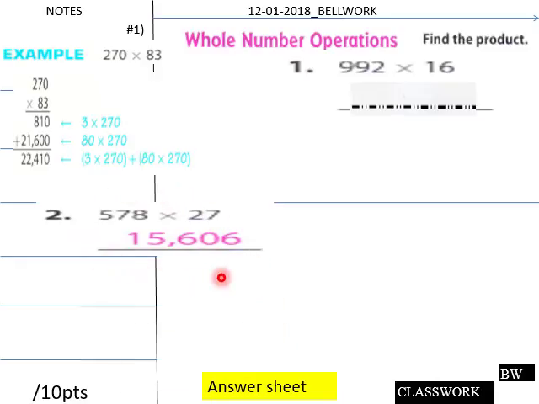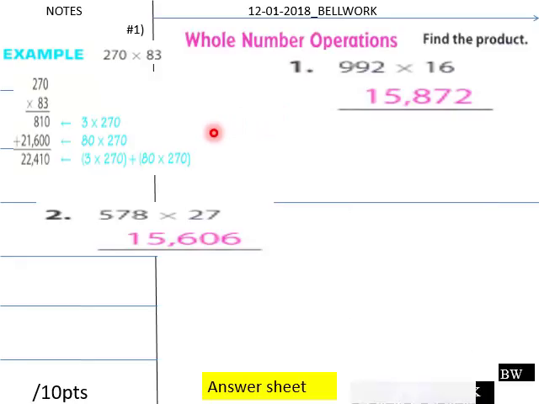Here's the answer for number 2. Teachers, give your students about 5 minutes to do this. Let them use a calculator, that's up to you. And then here's the answer for number 1.